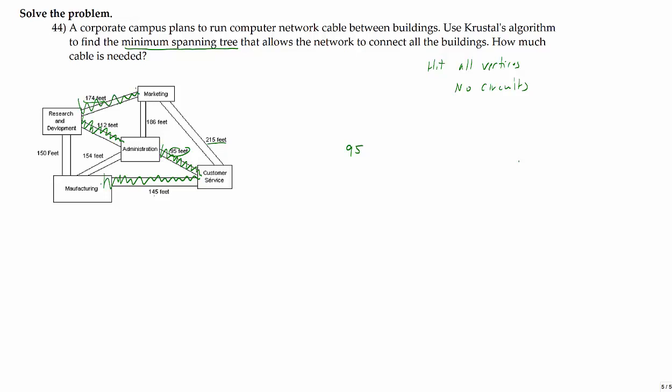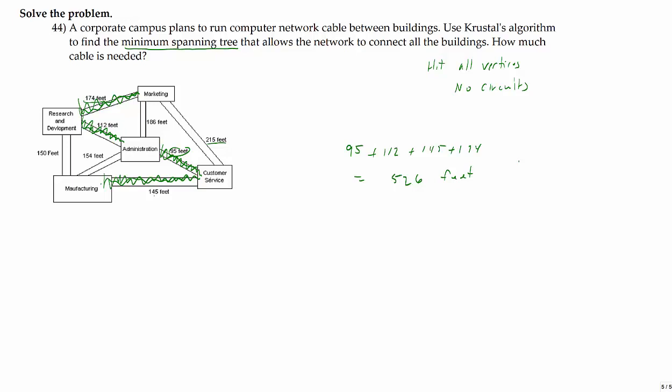Right, let me add these in there. So I had 75 plus my 112 plus my 145 plus 174. And so that gave me a total of 526 feet. So I need 526 feet of cable. And then the ones I need to cover are going to be these right here. So this one, this one, this one, and this one. So that'll give me my minimum spanning tree.